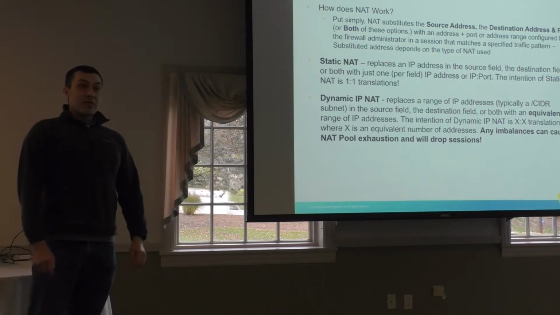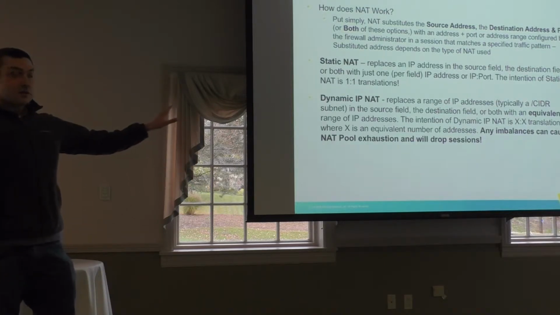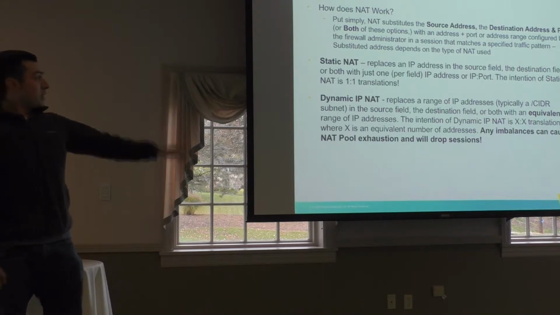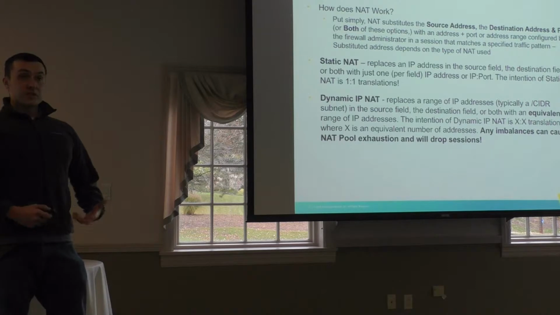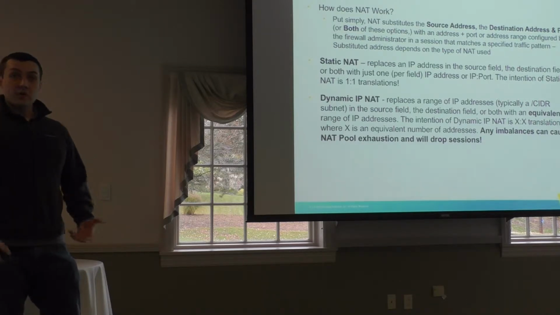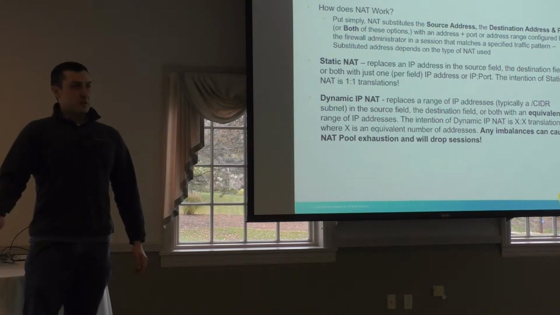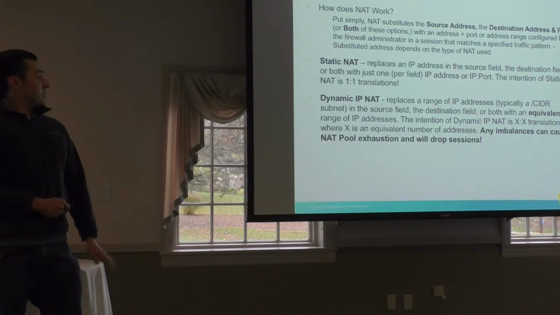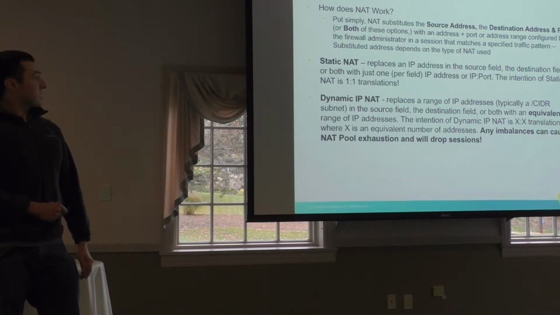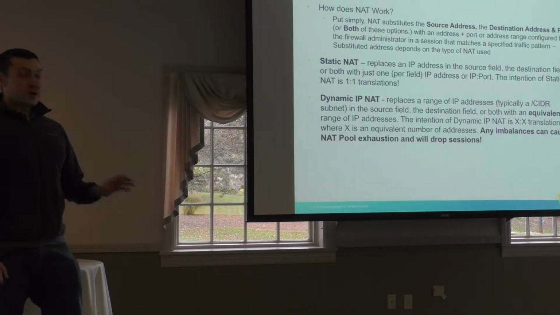Next, we have dynamic IP NAT. Dynamic IP NAT is actually very similar to static NAT, but with dynamic IP NAT, you want to replace a range of addresses, and usually this is a CIDR notation subnet. So if I've got a /24 address and I want to translate it to a different /24, I would use this. The most important concept when it comes to dynamic IP is you want to make sure that the address ranges that you translate are equivalent. It has to be 100% equivalent.